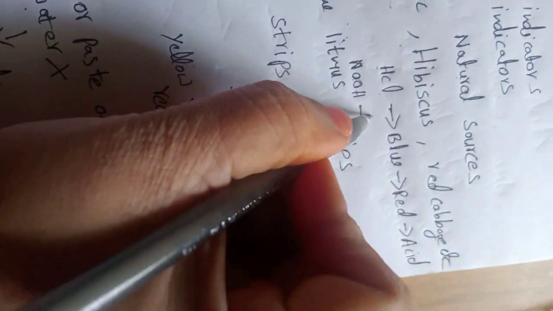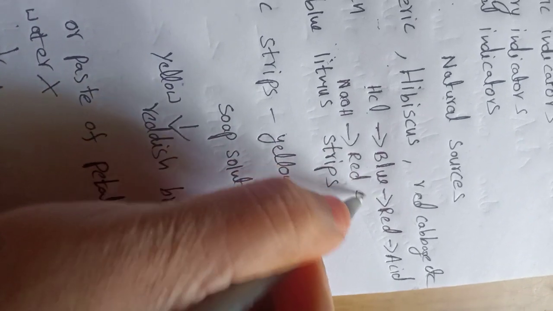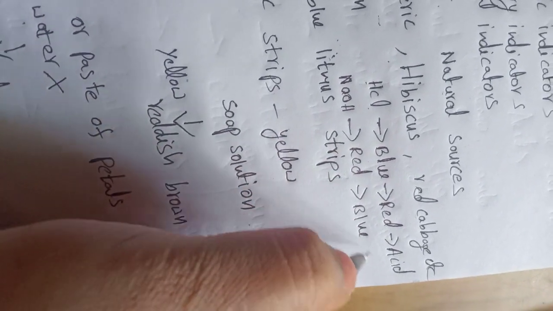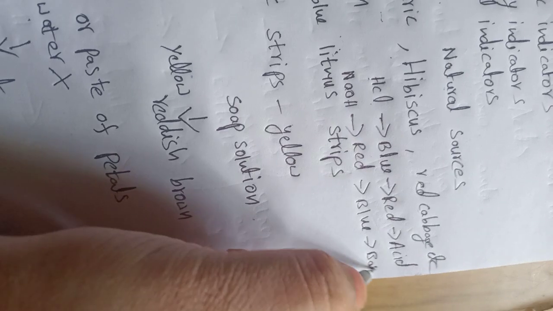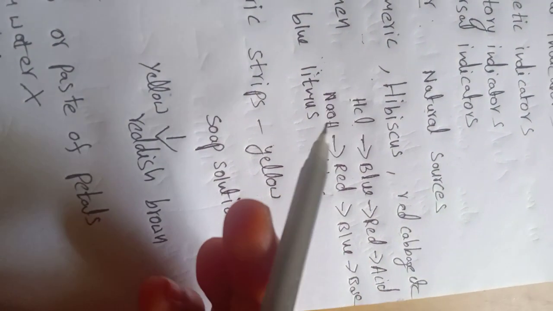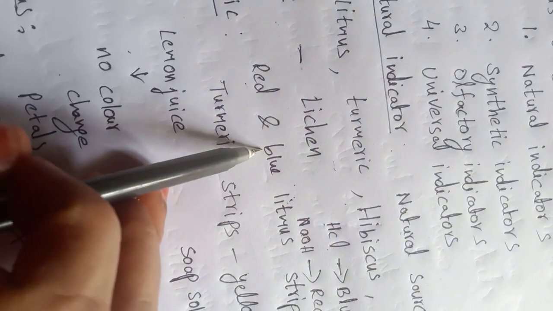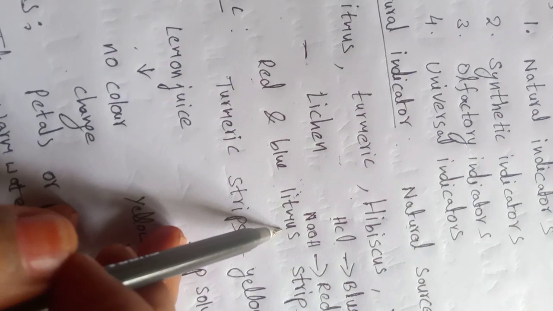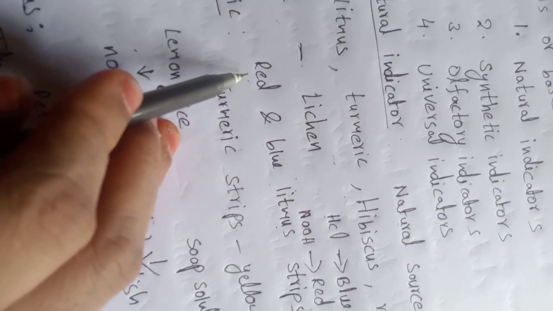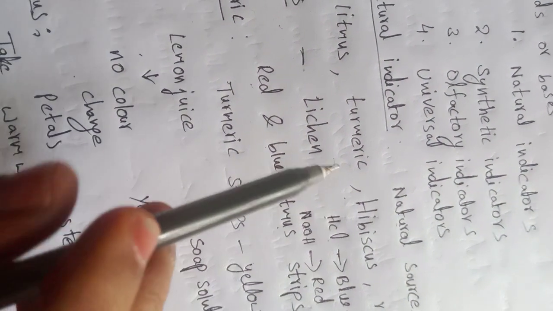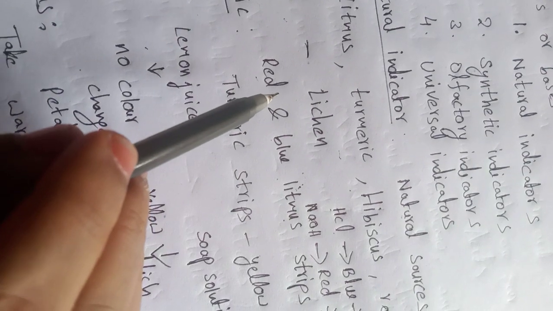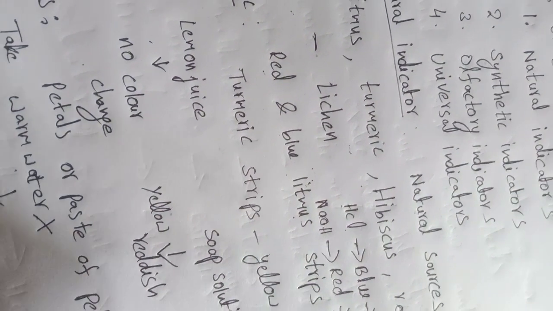If red litmus turns to blue, it is a base. The substance in the test tube is a base. Litmus is available in two colored paper strips. If red litmus, when we dip it in any solution, turns to blue, it is a base. Blue to red, it is an acid.